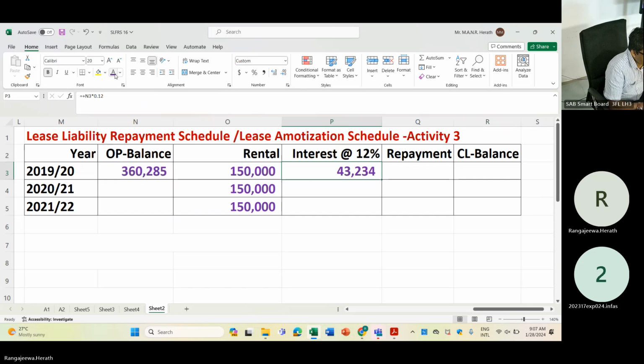43,000. So the repayment is 150,000 minus 43. Right? That is 106. Goes here. 150,000 minus 43,234. So the repayment is 106,766. Then the closing liability, closing balance 360,285 minus 106,766. We have 253,590 closing liability end of the first year. Become opening liability of the second year.